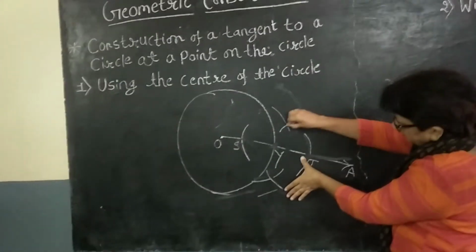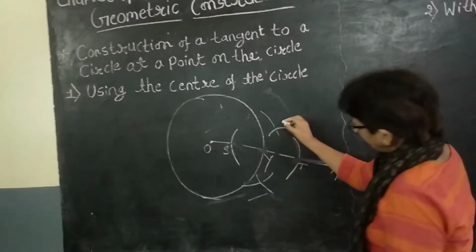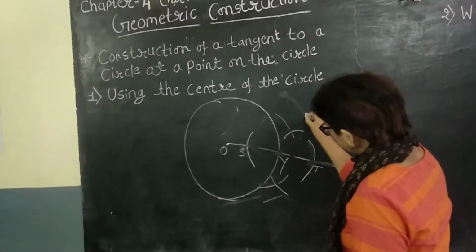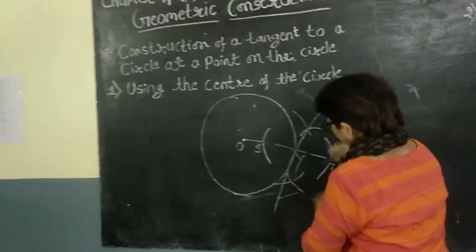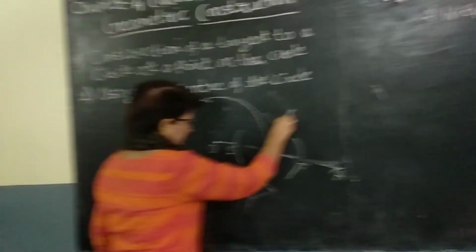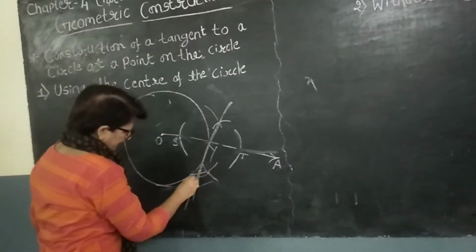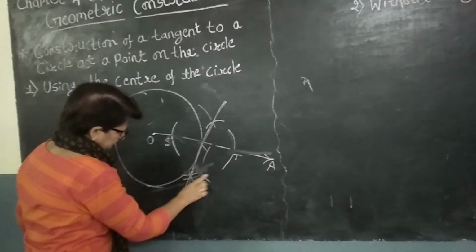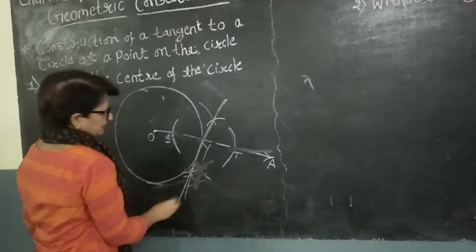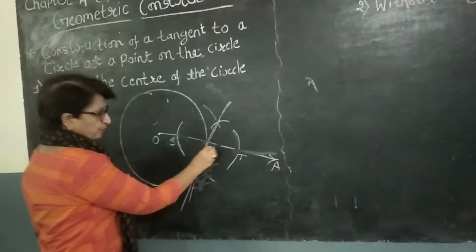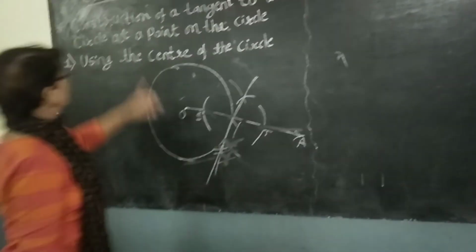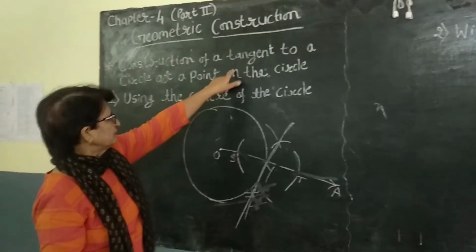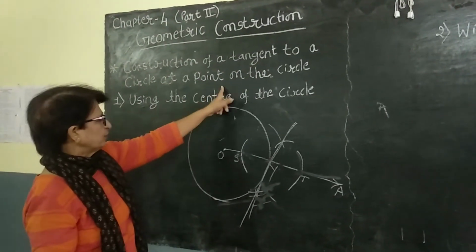Okay. Then with the same distance from point T, draw an arc here and draw an arc here, cutting the previous arc. Okay. Now join these points, this and this. It will pass through it. Okay. I am not getting the line. So it will be like this and it will pass through these points. So this is the tangent from point Y on the circle which has a center O. Construction of a tangent to a circle at a point on the circle.